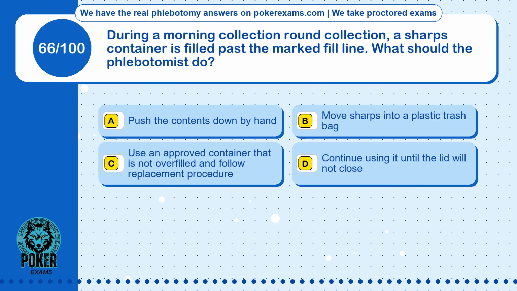Question 66. During a morning collection round, a sharps container is filled past the marked fill line. What should the phlebotomist do? Option A. Push the contents down by hand. Option B. Move sharps into a plastic trash bag. Option C. Use an approved container that is not overfilled and follow replacement procedure. Option D. Continue using it until the lid will not close.